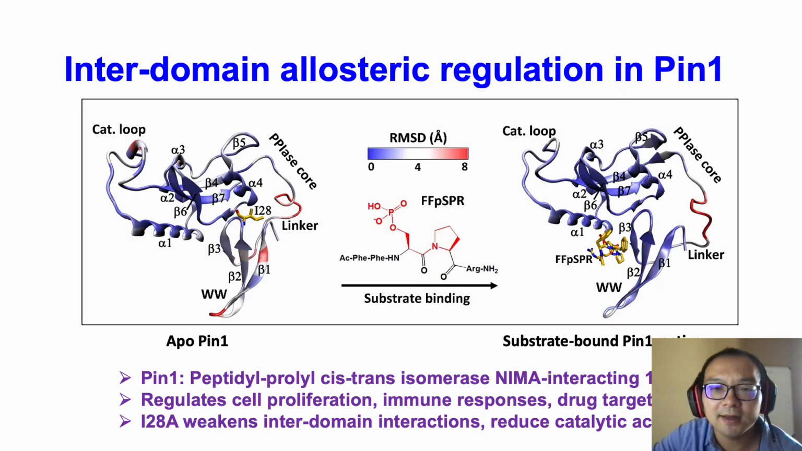In the case study, we use Apo-Pin1 with molecular dynamics simulation to study inter-domain allosteric regulation. Pin1 is a typical therapeutic target system which regulates cell proliferation and immune response, and is treated as a drug target. Some known mutations such as I28A weaken inter-domain interactions and reduce catalytic activity.